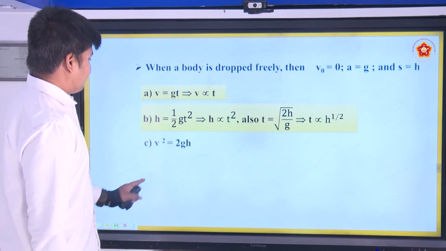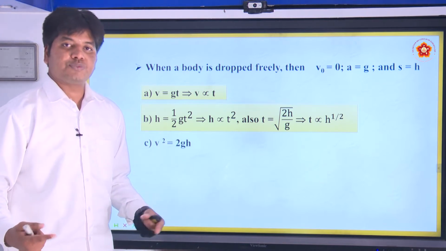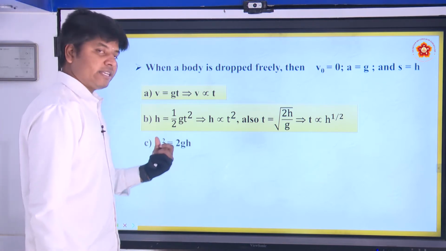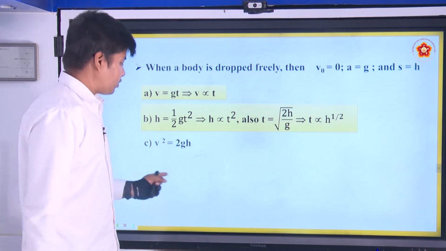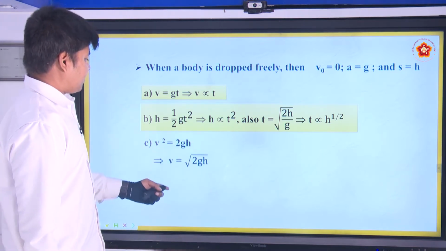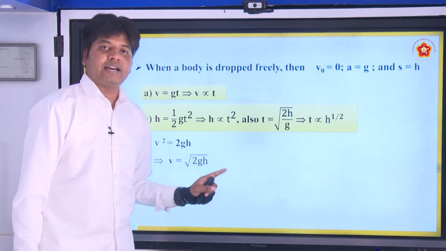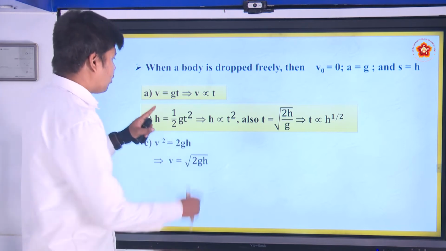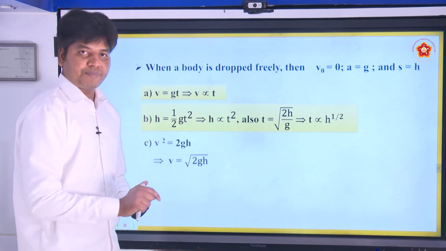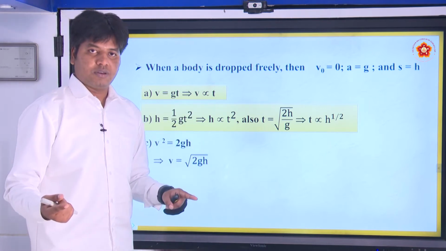The third thing, v square equal to 2gh. v square minus V naught square is equal to 2gh, and V naught is 0, so it boils down to v square equal to 2gh. So v is nothing but square root of 2gh. Now how is the velocity changing with height? Previously we saw how the velocity is changing with time. When the time of travel is more, the velocity it attains is more.